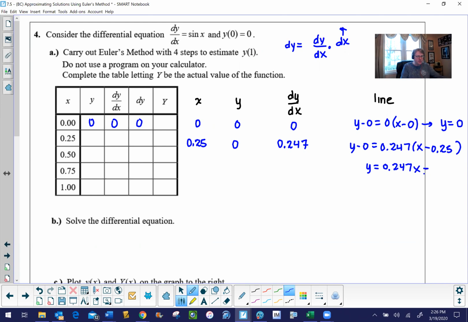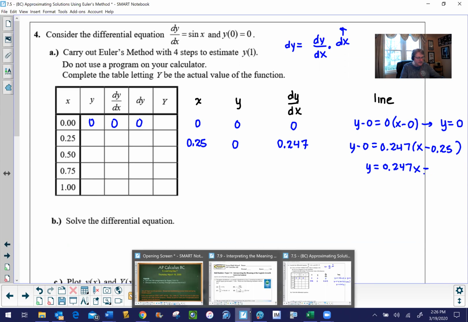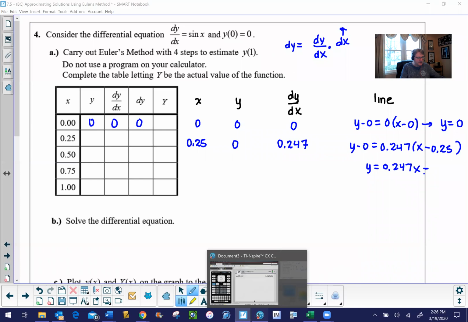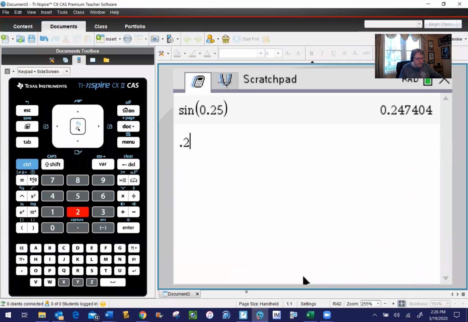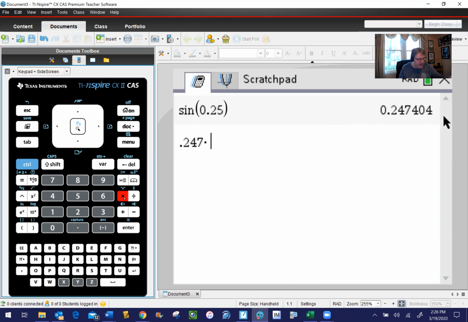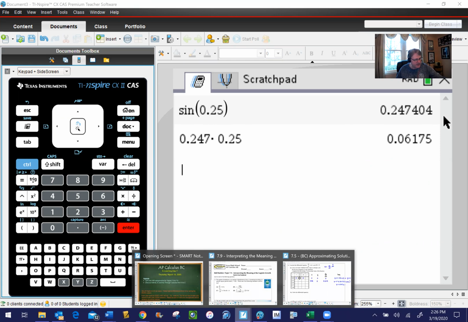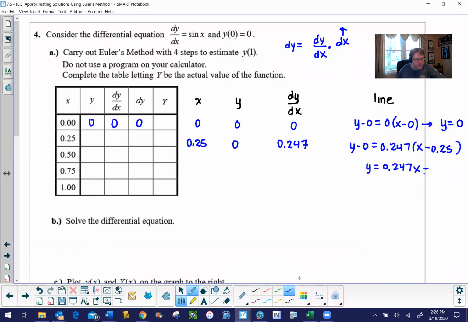So 0.247 times 0.25, it's probably pretty close to 1/16, but it's not going to be exactly. I feel bad, I should have probably used that more accurate number up there, but 0.061, we'll call it 0.062. And you can tell I'm compromising all of our rounding because I just don't think that we have enough room in these boxes. 0.062, I think I said it was.